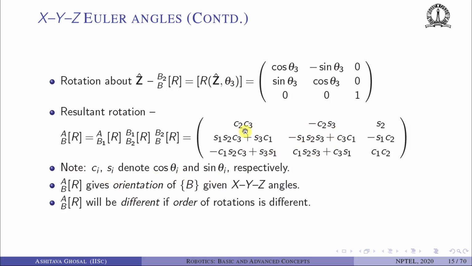So this matrix, C2 C3, minus C2 S3, S2, minus S1 C2, C1 C2, etc., gives the rotation matrix which describes the orientation of B with respect to A obtained after three Euler angle rotations, and that too about the X, Y, and Z axes. Okay, so if you were to do X, Y, X or Z, Y, X, some other sequence, then the rotation matrix will be different. Why? Matrix multiplication is not commutative.